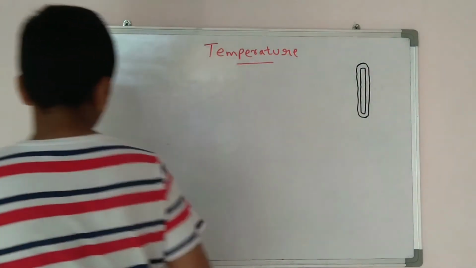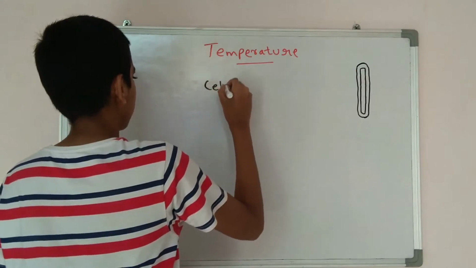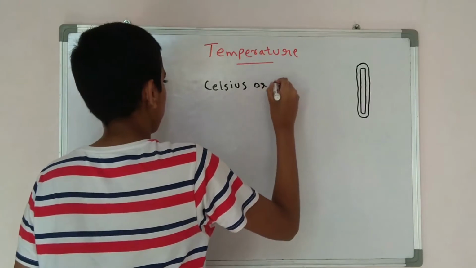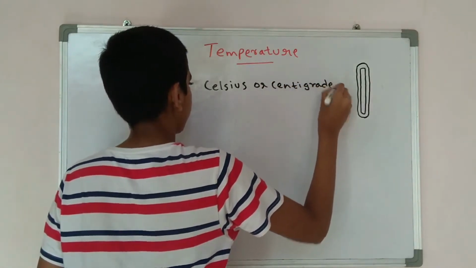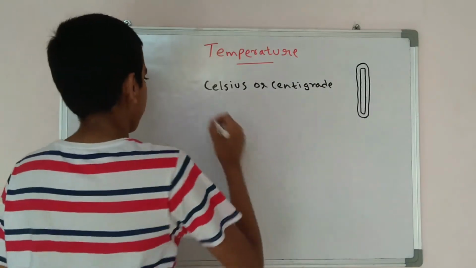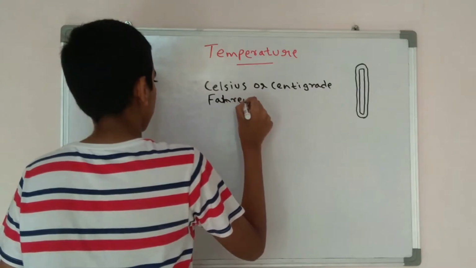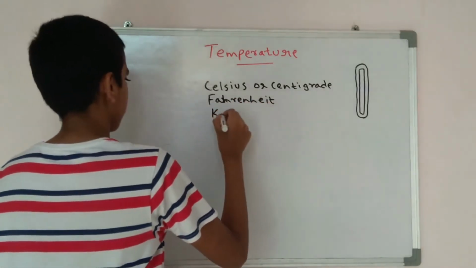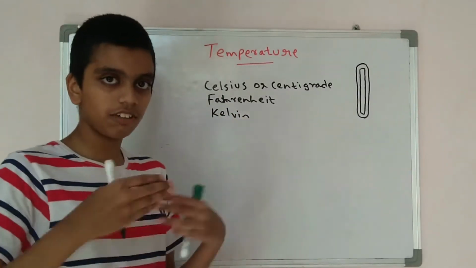We measure temperature with the help of three units. The first one is Celsius or centigrade. The next one is Fahrenheit. And the next one is Kelvin. Out of these three units, Kelvin is the SI unit of temperature.